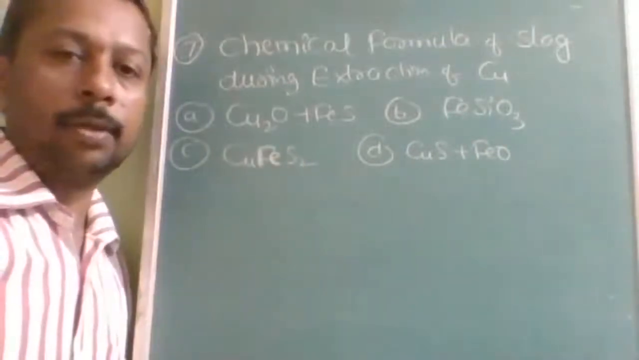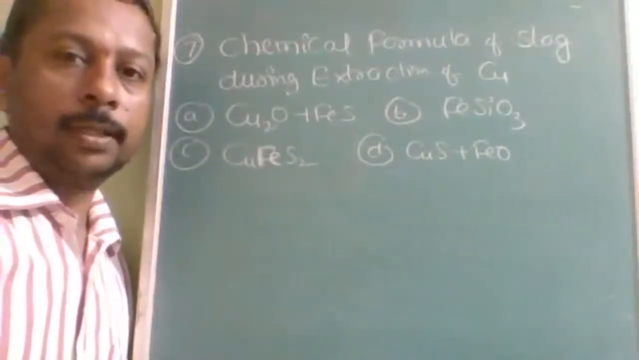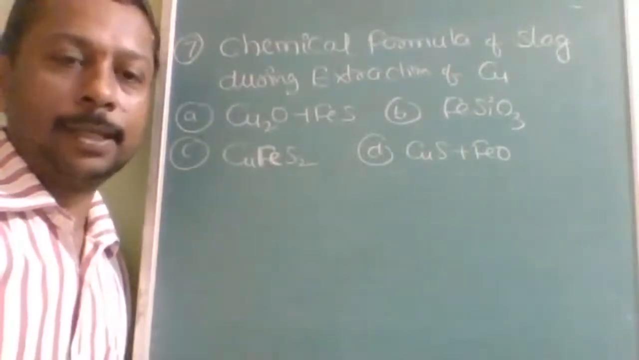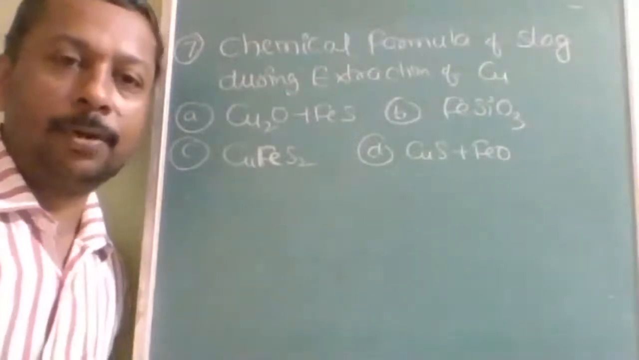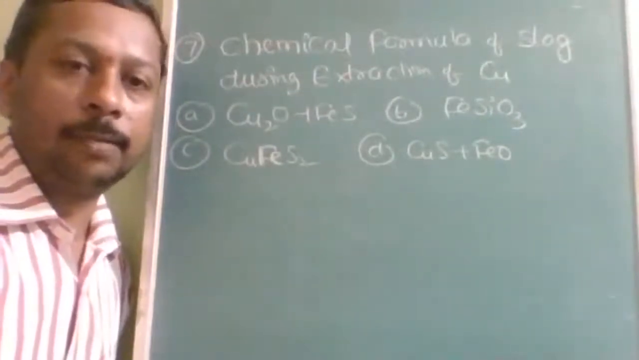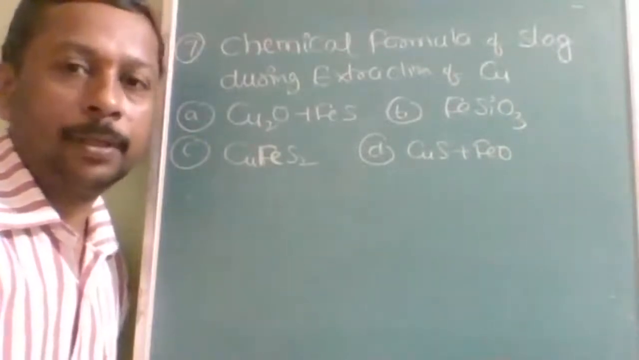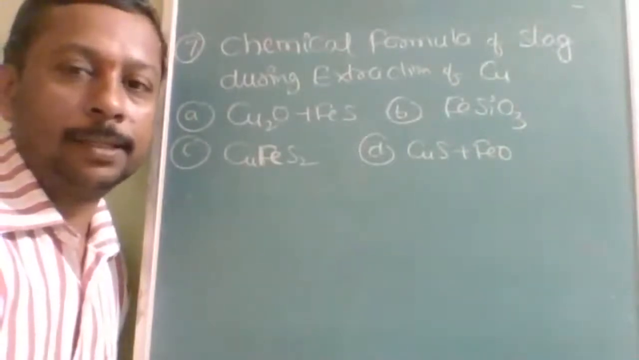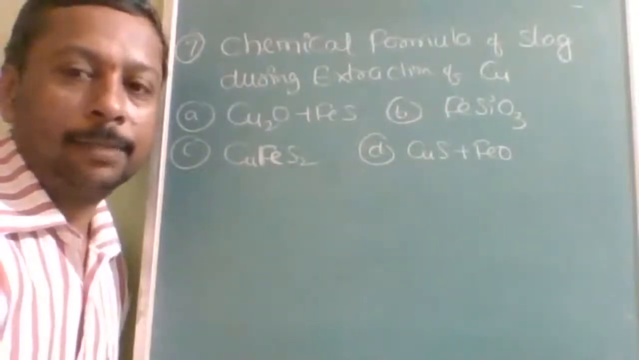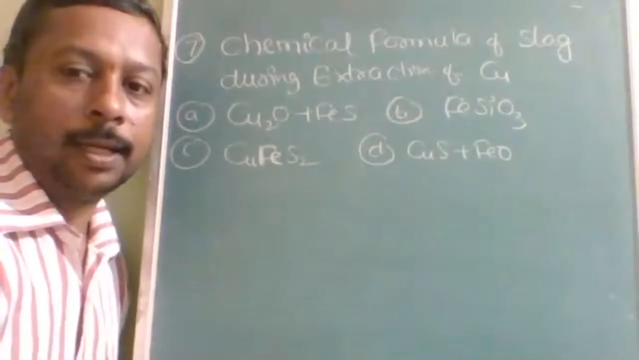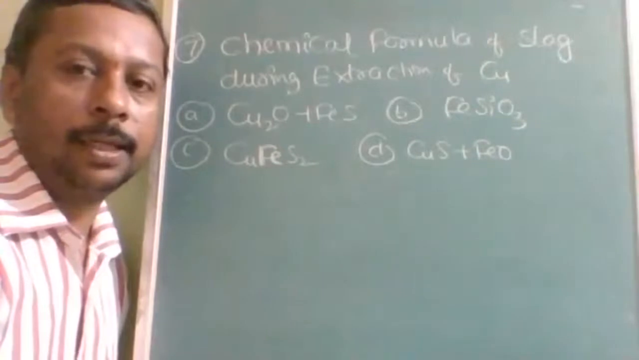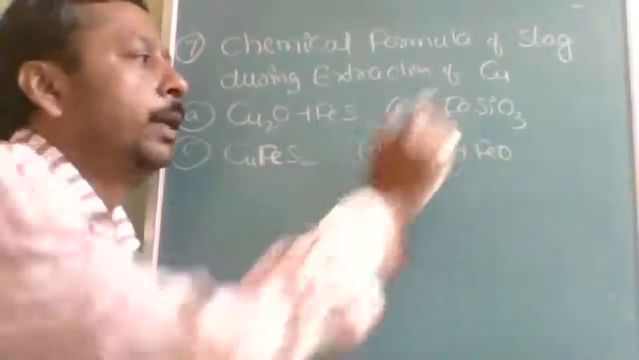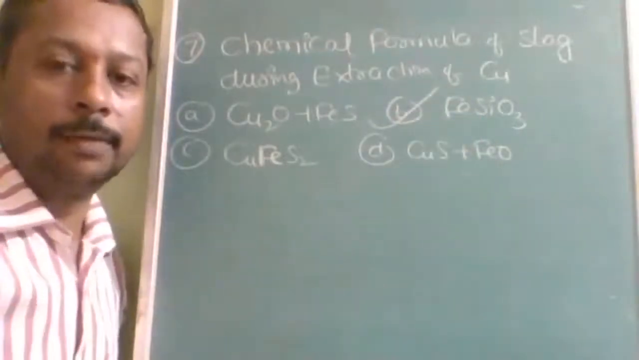Okay. Extraction of copper. Slag. What is a slag? Slag is a molten material which floats over the molten metal. Gangue plus flux will give you the slag. So slag is formed by flux. What is the flux here? SiO2. When you add SiO2, you will get FeSiO3. What is the answer? FeSiO3.